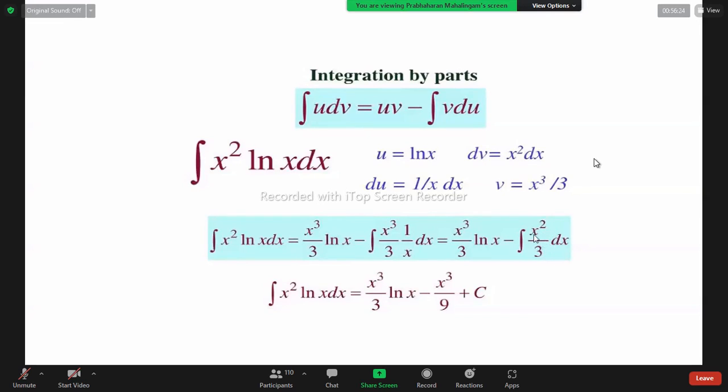So x square divided by 3, simple formula, n plus 1 over n plus 1. 2 plus 1 is 3, divided by 3, 3 into 3 is 9 now. So this is the question given to you, and the answer is x cube by 3 ln x, this is uv, minus v into du, x cube by 9 plus c. So this is the answer, right? x cube by 3 ln x minus x cube by 9 plus c. Right? Now are you clear?